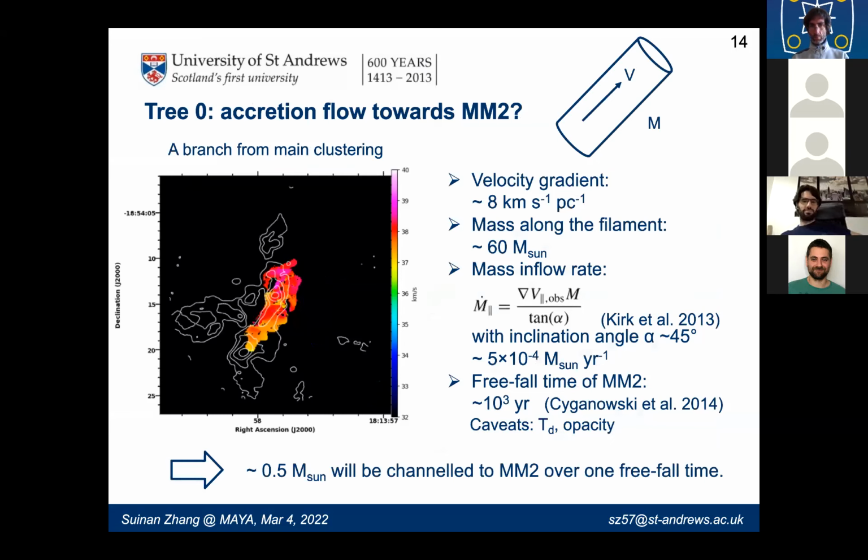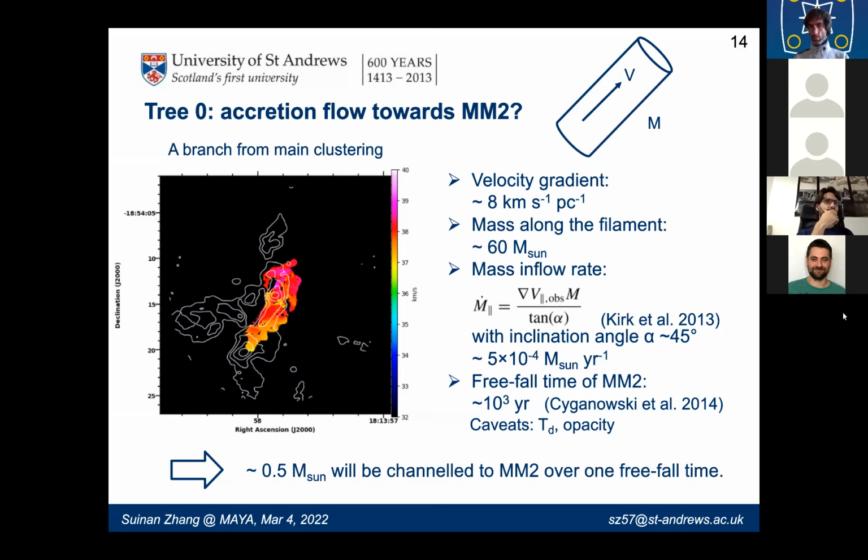We pick a branch of tree 0, which is affiliated with MM2 here in the center. The left panel again plots the central velocity map of this branch. We measured a velocity gradient along this branch to be about 8 kilometers per second per parsec. The mass of this branch is roughly about 60 solar masses.